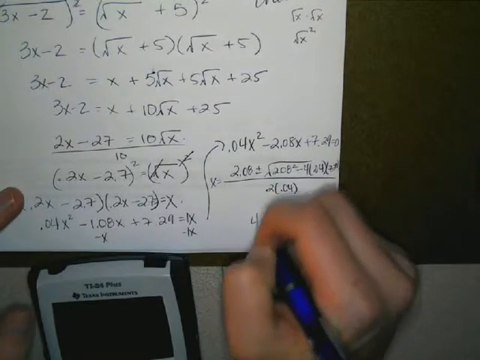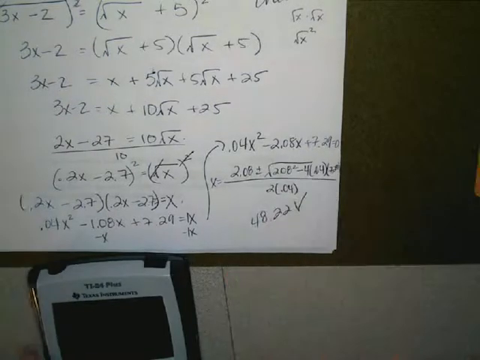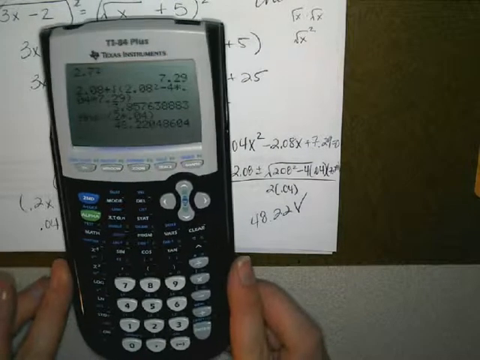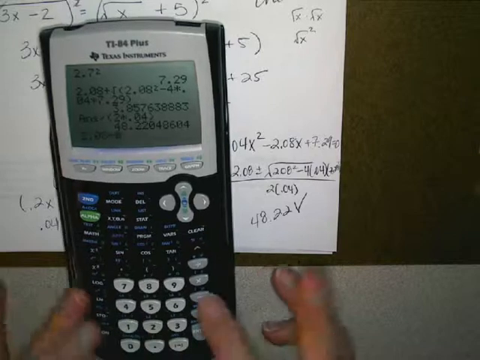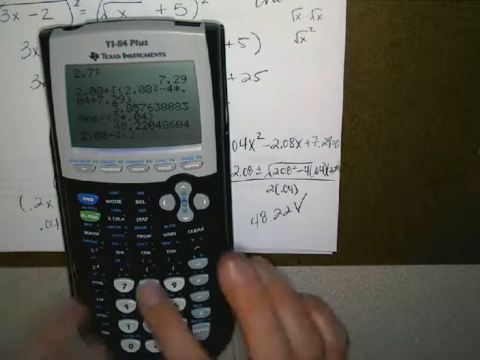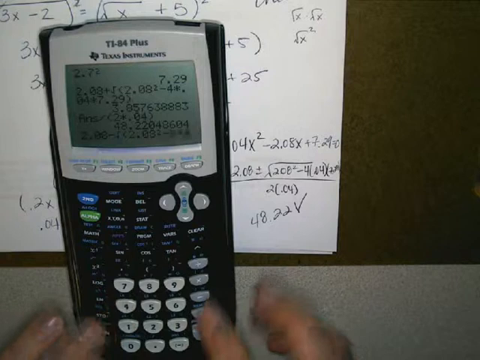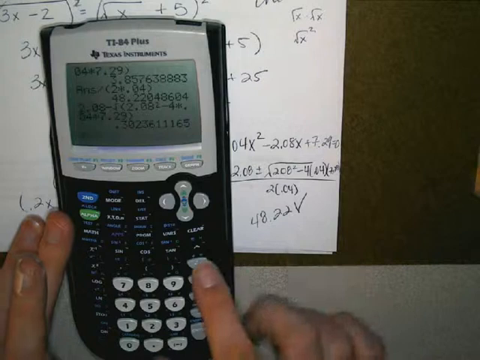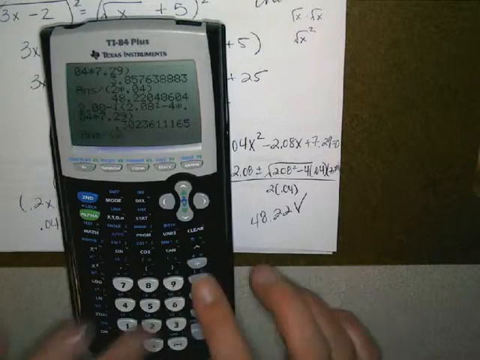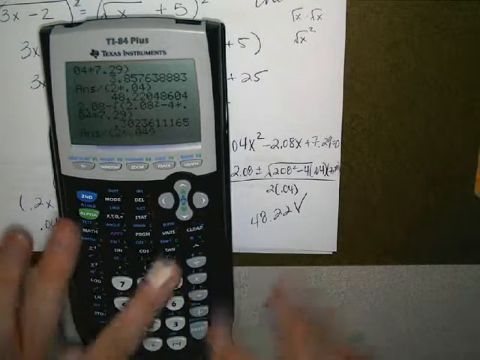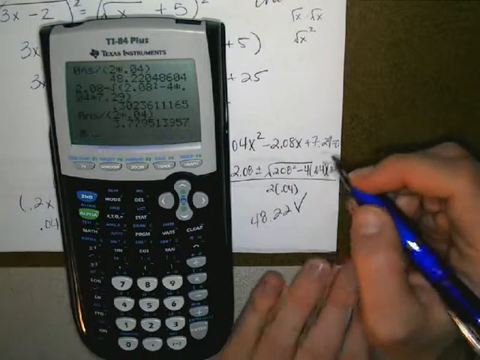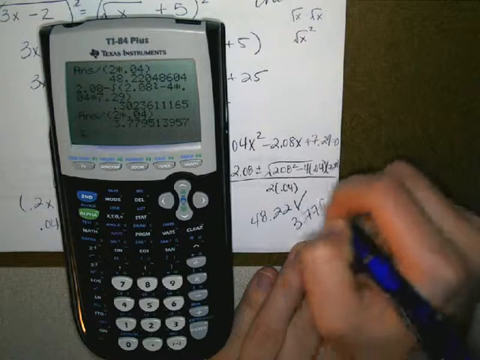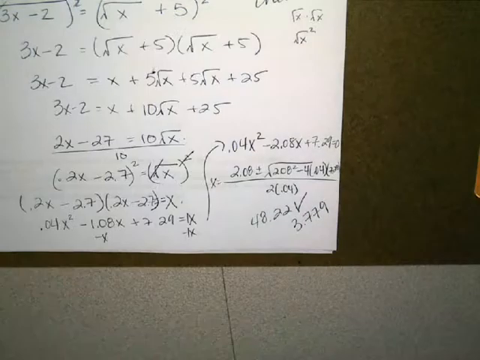I'll kind of show you what I'm doing here. 2.08 minus the radical of 2.08 squared minus 4 times 0.04 times 7.29, divided by 2 times 0.04. So 3.779, about. That's my work. So you can kind of look there.